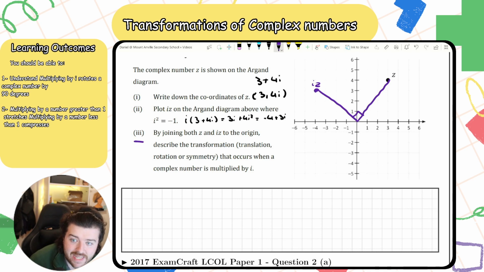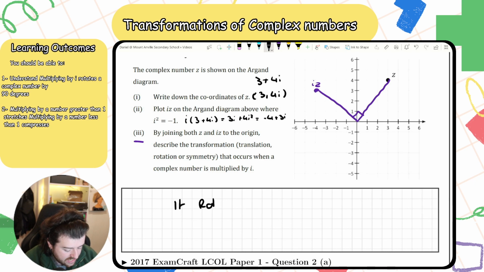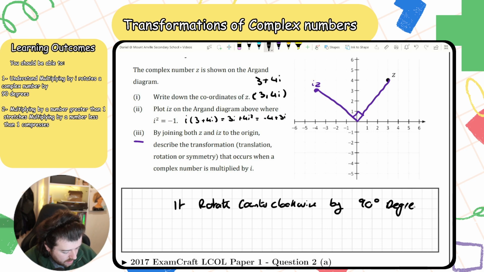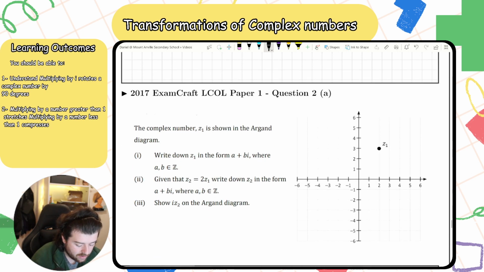By joining both z and iz to the origin, describe the transformation, translation, rotation, or symmetry that occurs when multiplying complex numbers by i. It rotates counterclockwise by 90 degrees.